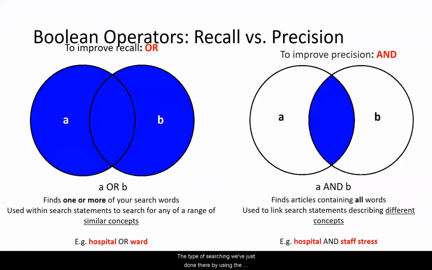The type of searching we've just done there by using the OR and the AND operators is known as Boolean operators or Boolean Logic. So the OR symbol between the alternative search terms increases the number of relevant results that we receive. And the AND ensures that all of our concepts are included in each of our results, meaning that the search results that we get are more relevant.